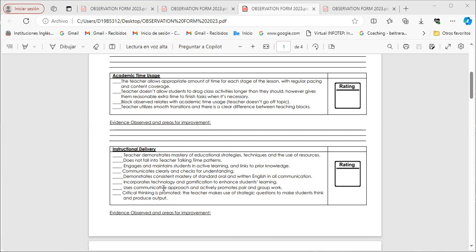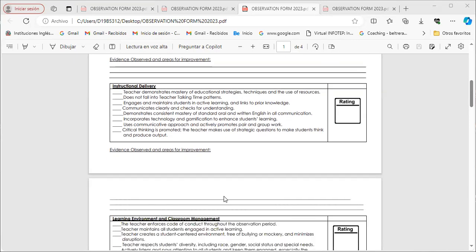If you notice that these criteria are performed by the teacher, you check all of them and you assign 5 in the rating side. Then you write the evidence you observe.